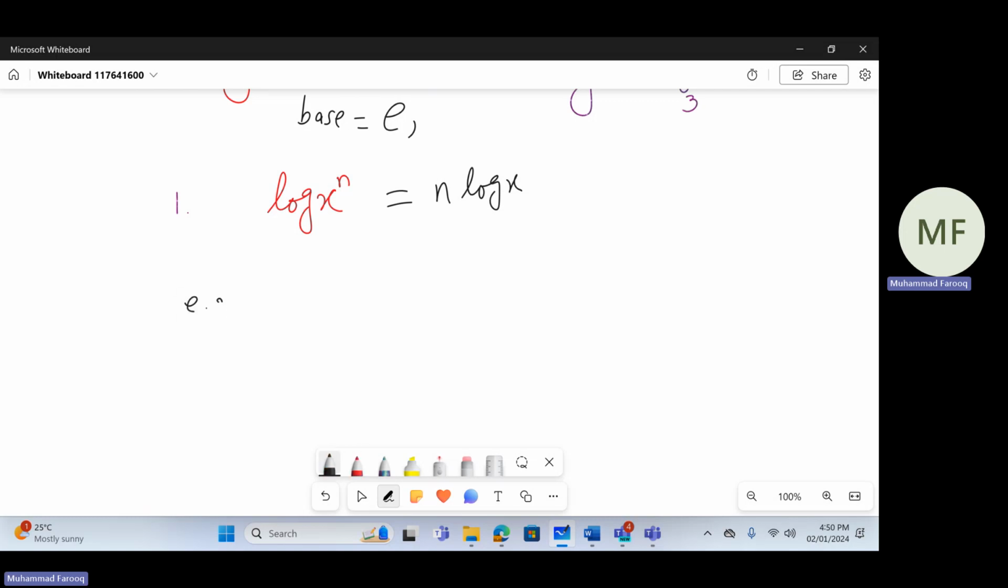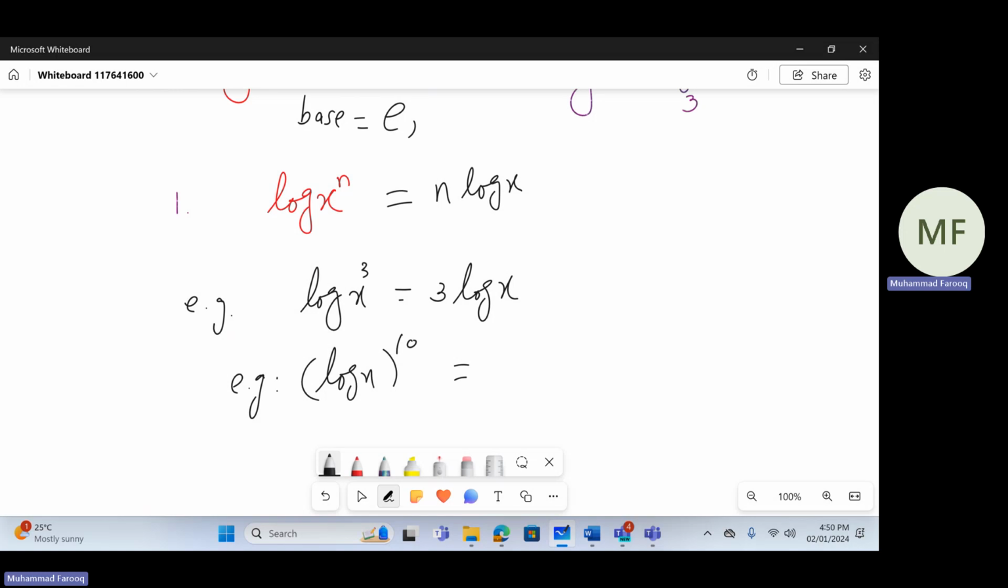For example, I have log x power 3. We can write this as 3 log x. Okay, I will give you one more example. How can I do it now? No, we can't, because the power 10 is for the entire function.